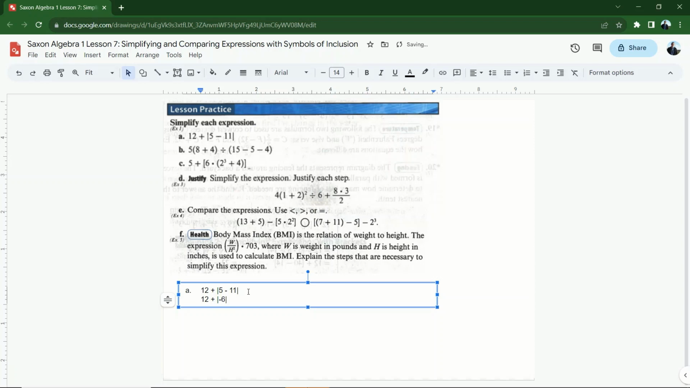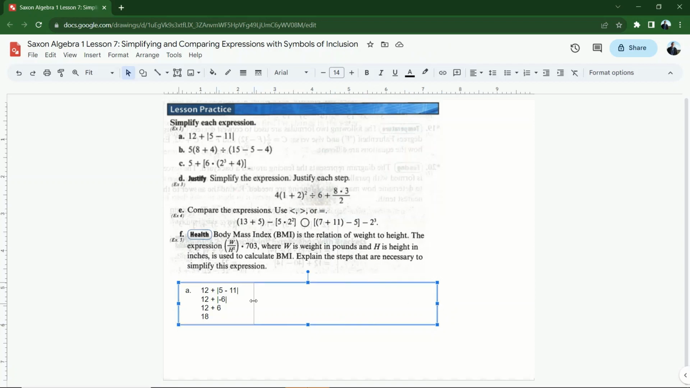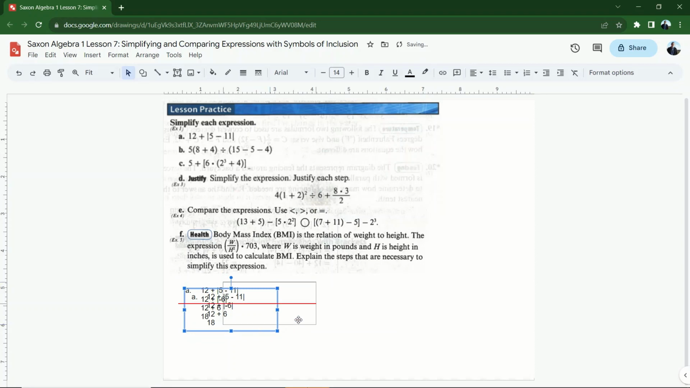But it's in an absolute value symbol. So the next step, I'm just going to get rid of the absolute value symbol by simplifying. What I have to do is make everything inside the absolute value symbol a positive number. I have negative 6 in there. That's going to become positive 6. And then I'm left with 18. I'm done with letter A. All right, let's move on to letter B and see if this one's any different. Letter A was really easy. Let's see if letter B is the same.